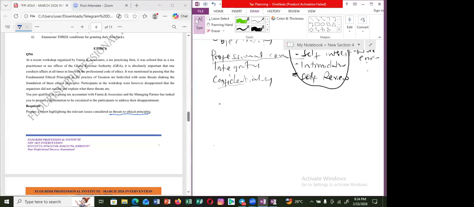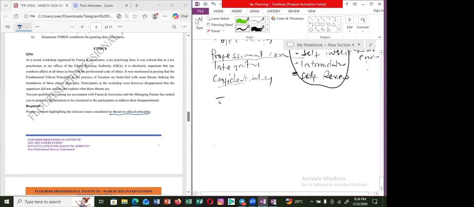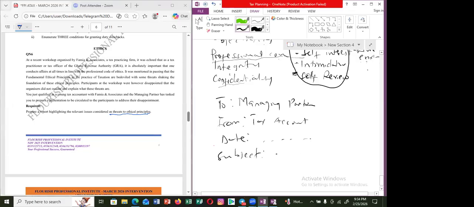So it starts with a report structure. I'm not going to explain, just talking about it. So to who? The managing partner, because he tags you with the issue, right? Managing partner. Then from you, you are the young tax accountant, right? So tax accountant. Then the date, probably whatever date it is that you are writing it. Then subject. What type of subject would you like to give to it? Threats to ethical principles. Okay. So threats to ethical principles. I think it's even in the question, right?